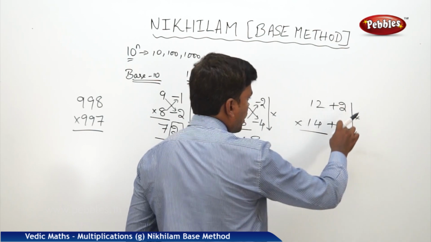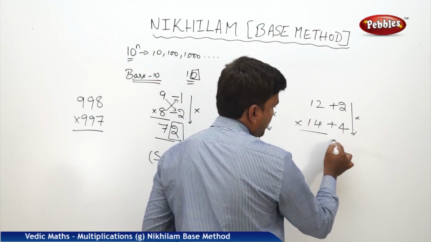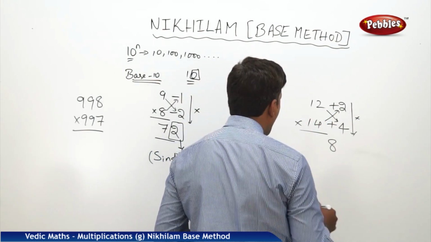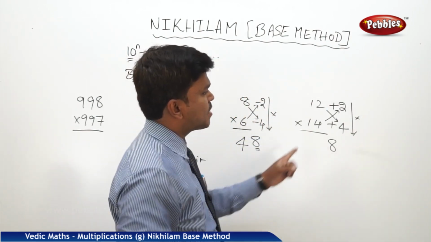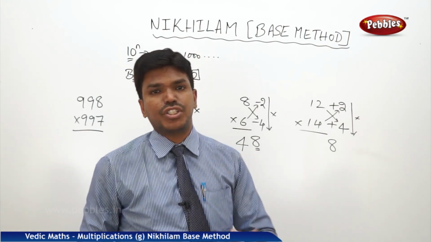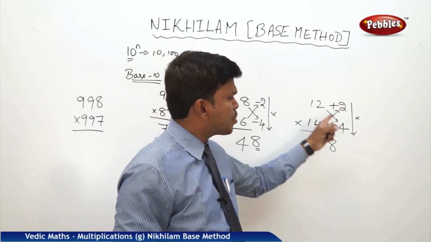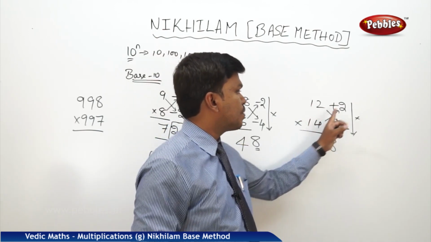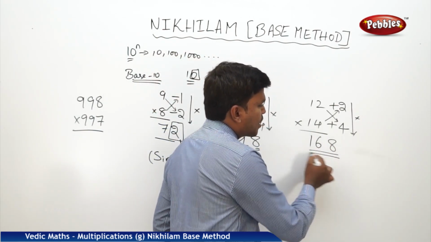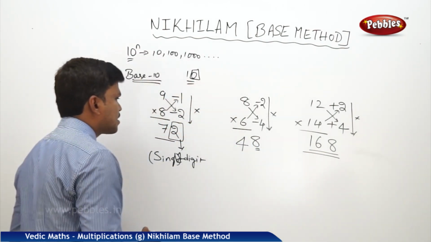So 2, first of all, plus into plus, you will get plus only. 2 into 4, 8. Now cross addition this time. Why? Because since it is a plus symbol, since it is more, we are going to do cross addition. Earlier it was cross subtraction, but here it is cross addition. What is 12 plus 4? 16. What is 14 plus 2? 16. So either way you are going to get the same answer. So what is our answer? 168.